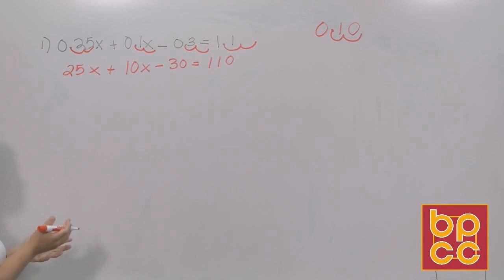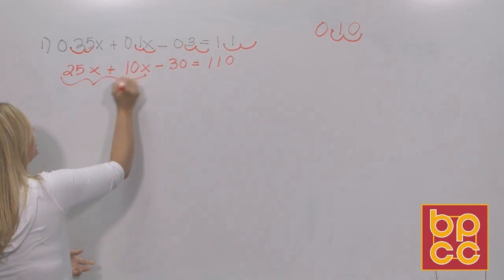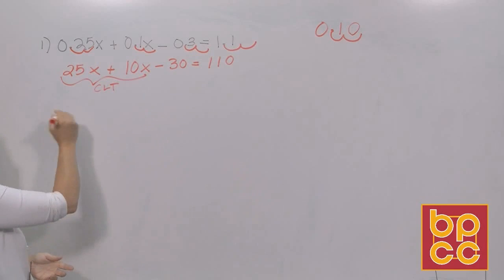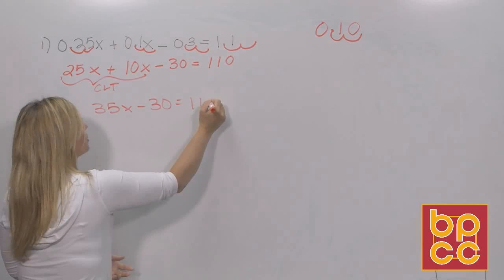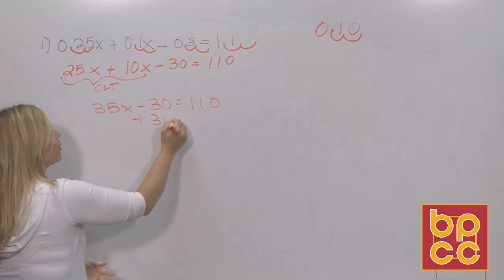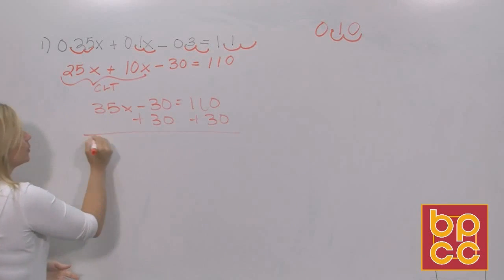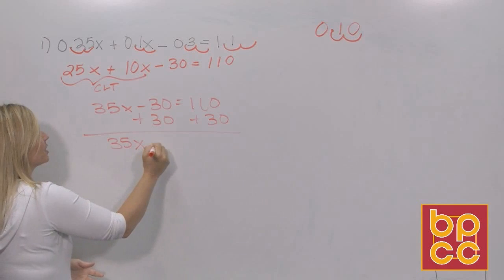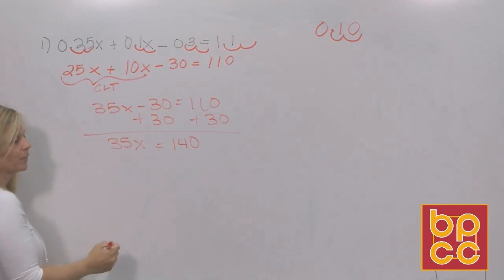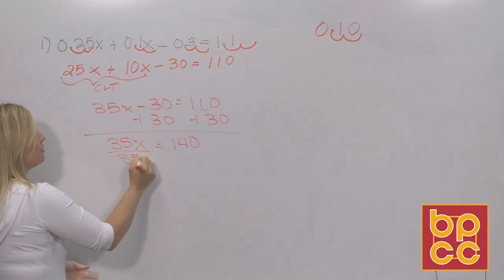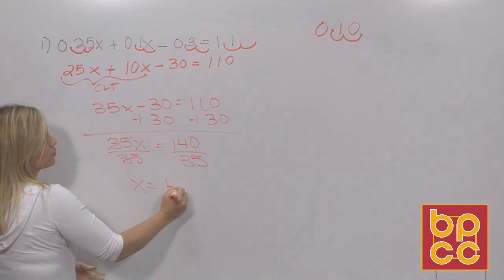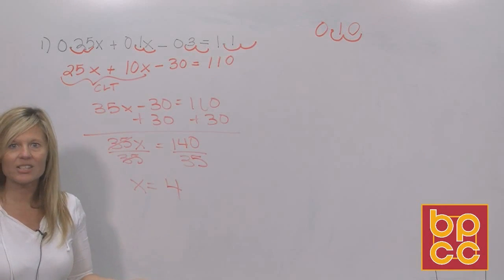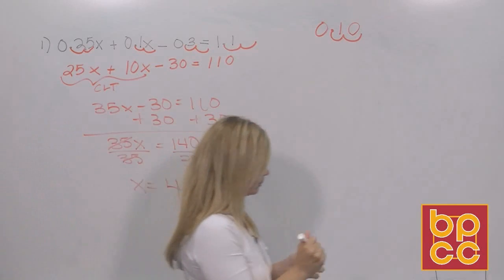So now we're going to follow our steps. Step 3 says to CLT, collect like terms. So we get 35x minus 30 equals 110. We're going to add 30, we're going to get 35x equals 140. The opposite of multiplying is doing division. And we're going to get x equals 4. Isn't that nice? Let's try another example.